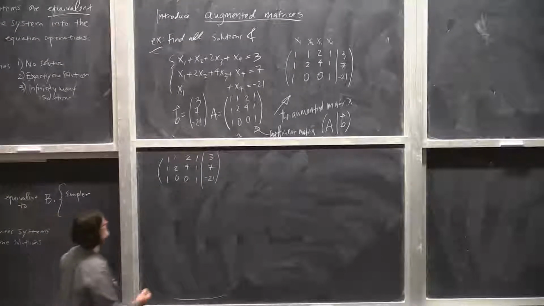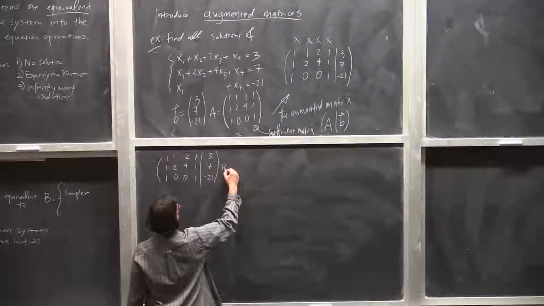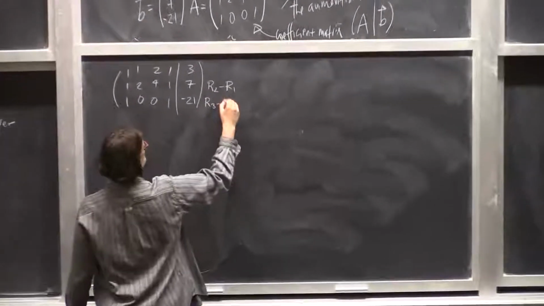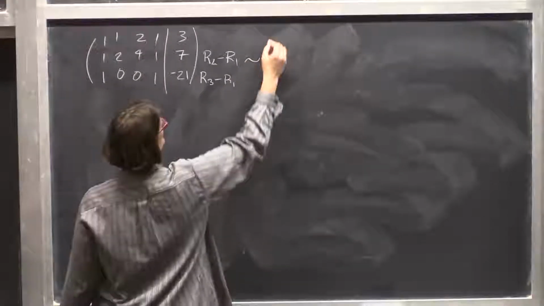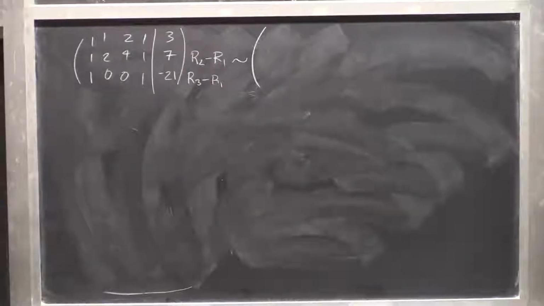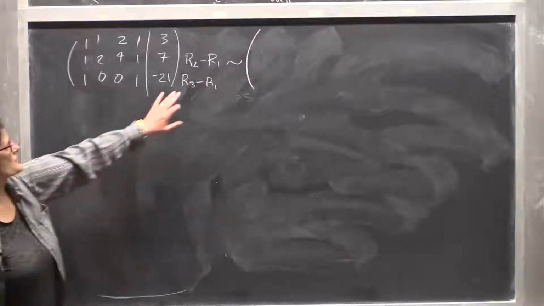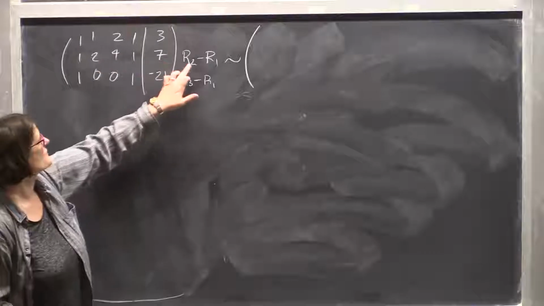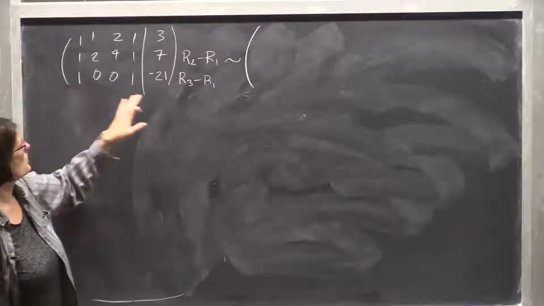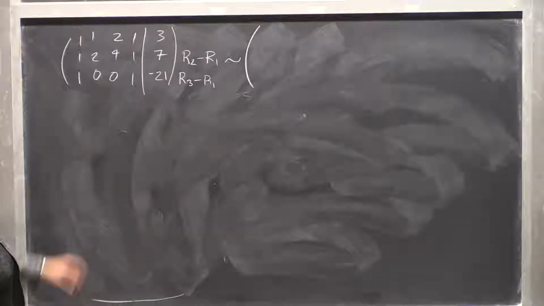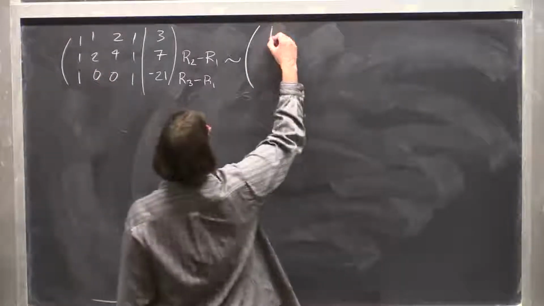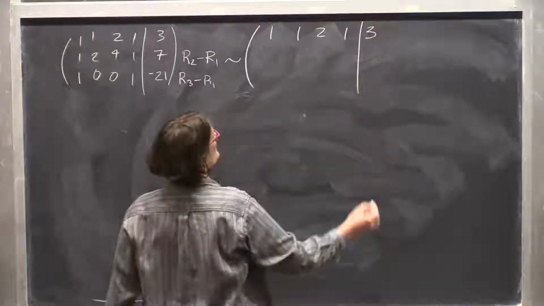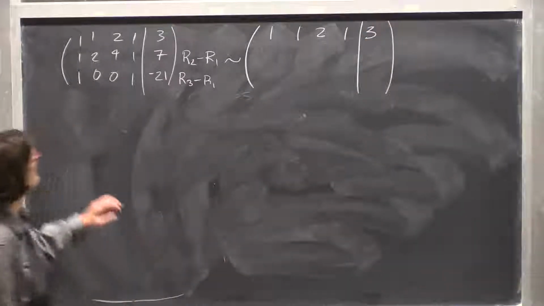In terms of rows, I just write this as row 2 minus row 1, row 3 minus row 1, and then I put a tilde. The tilde means equivalent to. So here, this is just reminding myself what I'm doing. Row 2 minus row 1 goes into row 2. Row 3 minus row 1 goes into row 3. Row 1, nothing's happening, so I immediately copy it over so that I don't have any copy errors, because at this point I'm going to have to think.